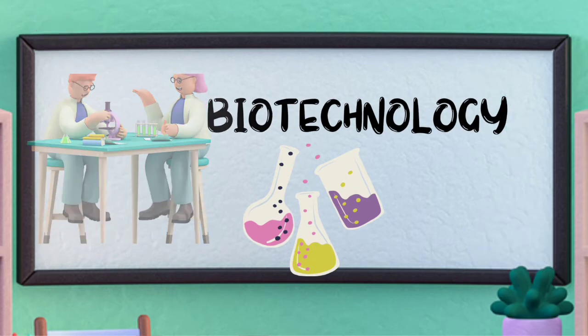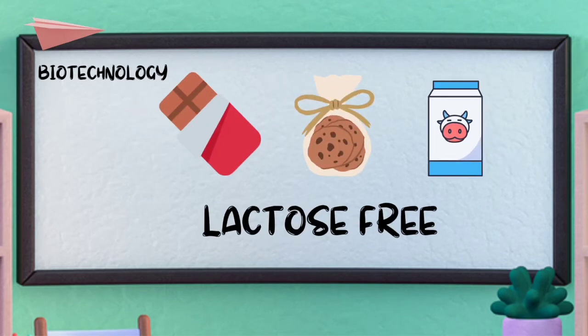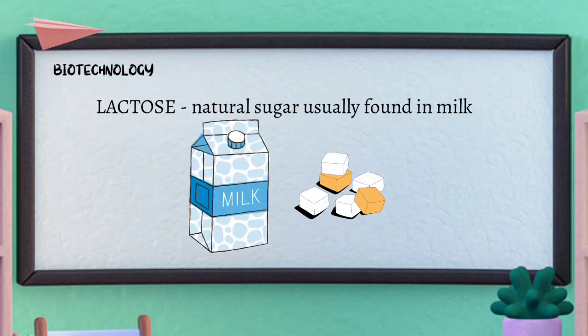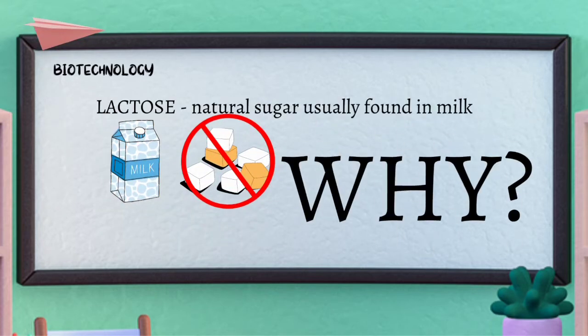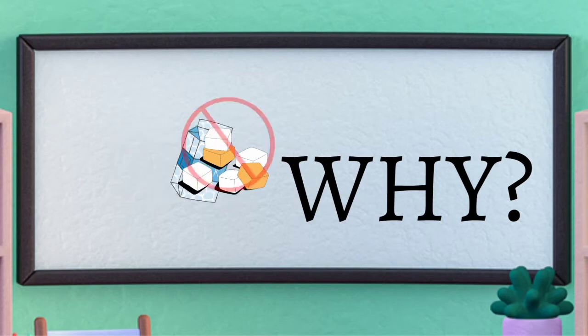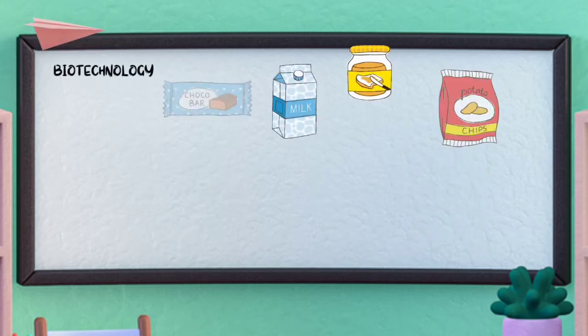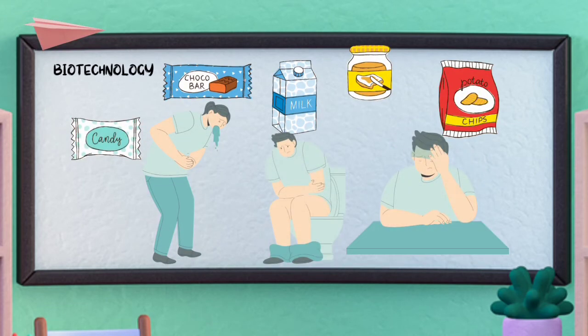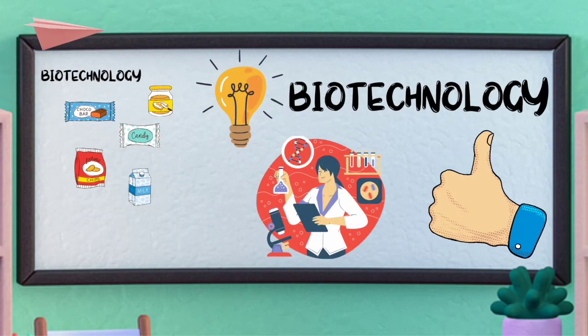Our first topic will be all about biotechnology. Are you familiar with the products that are lactose-free? As we all know, lactose is a natural sugar found in milk. But why should we get rid of lactose? It's because many people have a peculiar intolerance towards this natural sugar. However, lactose-free products were not an option until a few years back. It's all possible now due to the advancements in the field of biotechnology.